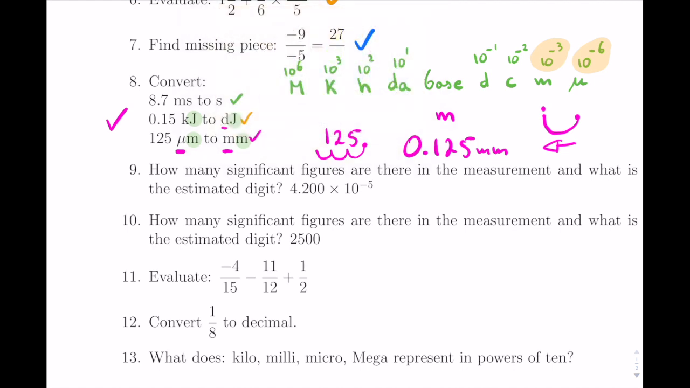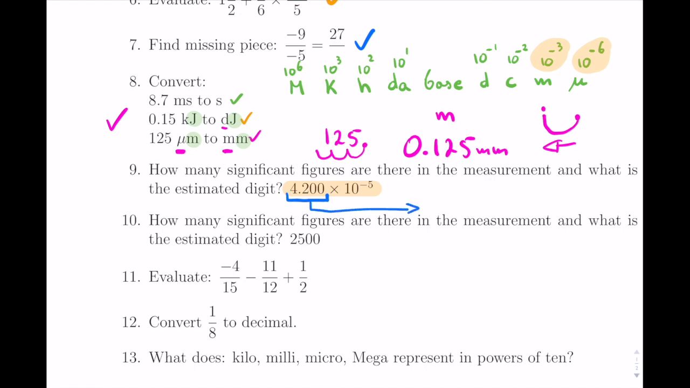Question number 9. Okay, so we want to know how many significant figures there are in this measurement, and then what is the estimated digit. Okay, fine. So it's a scientific notation. Now for scientific notation, all you care about is actually the mantissa. Okay, so you do not look at the power of 10.